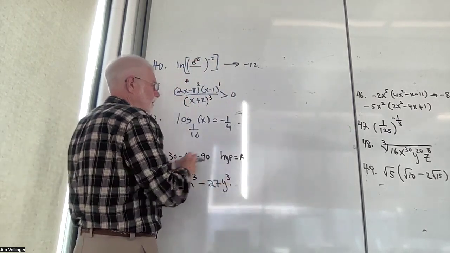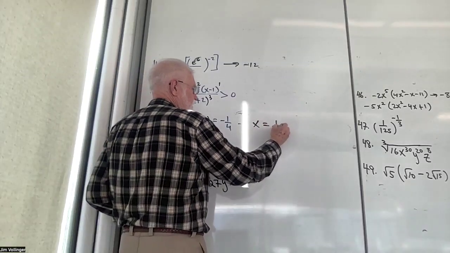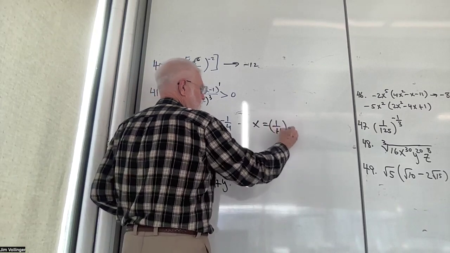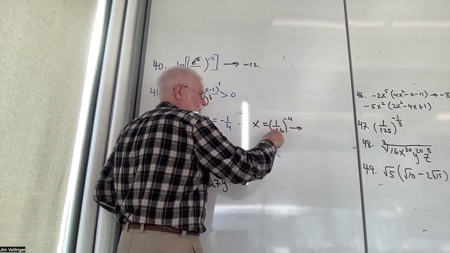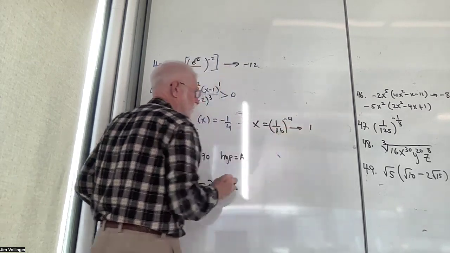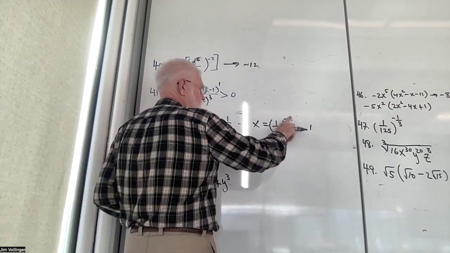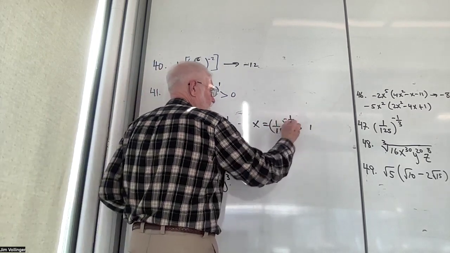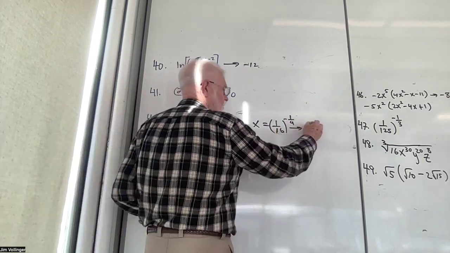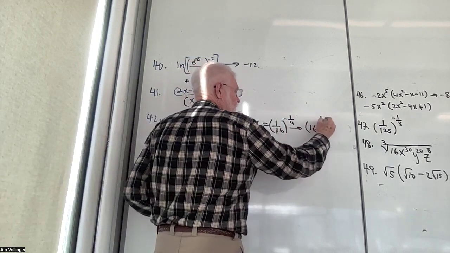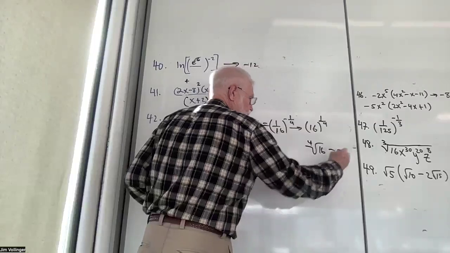Next problem. The way to rewrite that is as follows. 1/16 to the -1/4. Excuse me, I knew I did something. There. Now I'm back to where I want to be. So I'm going to take the reciprocal, which gets me 16 to the 1/4, which means the 4th root of 16, which is 2.